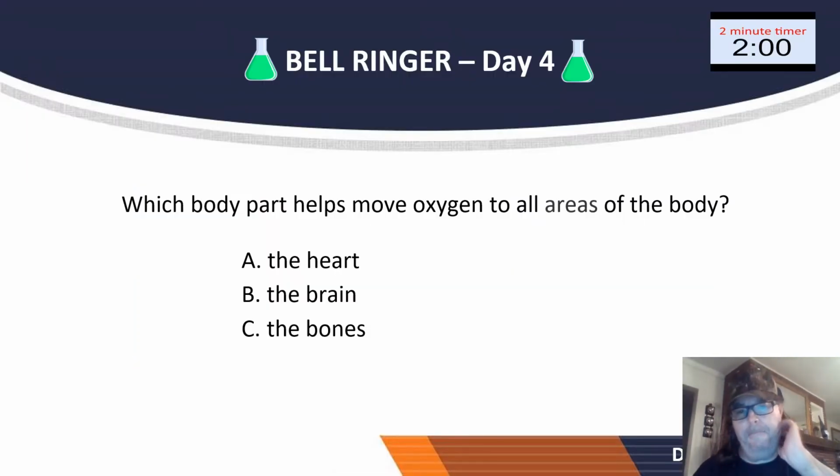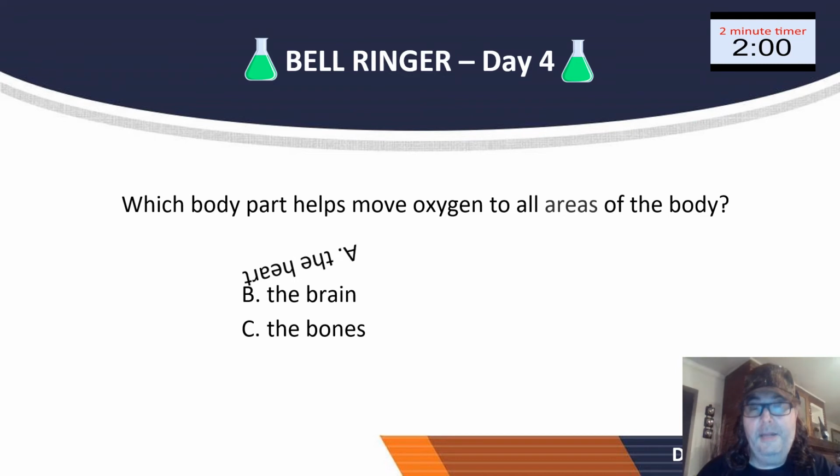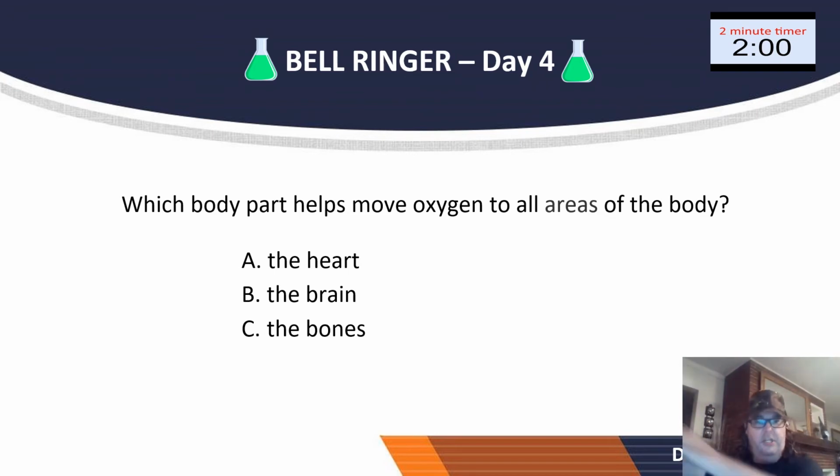Which body part helps move oxygen to all the body parts? The lungs help it move. The brain, the heart, the bones. What do you think? Think about it. It is the heart. The heart pumps the blood. Blood moves oxygen. That's how we get blood to all of our extremities, all of our arms and our legs. The heart pumps the blood. That's how it gets oxygen.